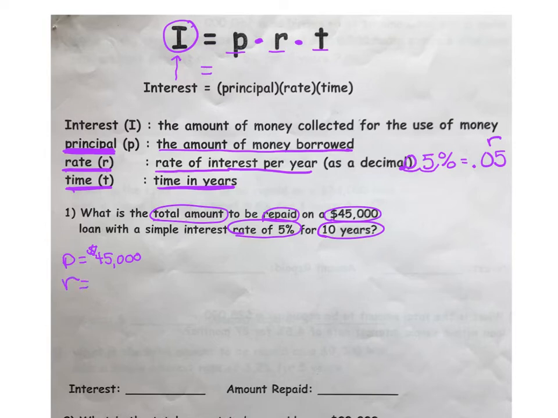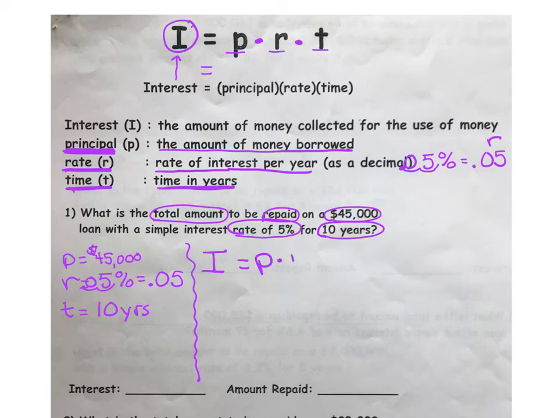The rate, well, that's 5%, but remember, we're going to convert that to a decimal. So in the formula, we'll use 0.05. And time in years, in this case, is 10 years. So let's organize our thoughts and start calculating. We need to use the formula designed to calculate simple interest. Interest equals principal times rate times time in years.